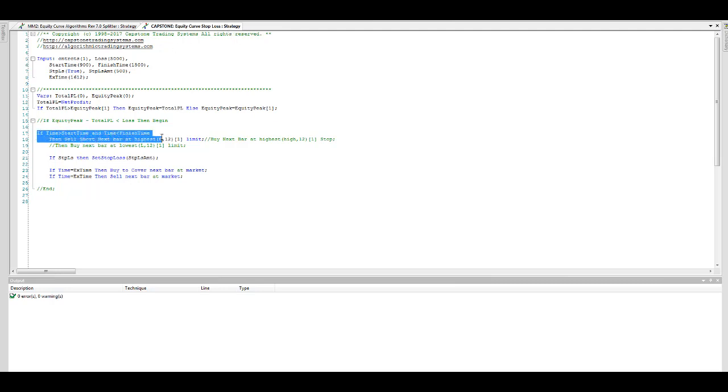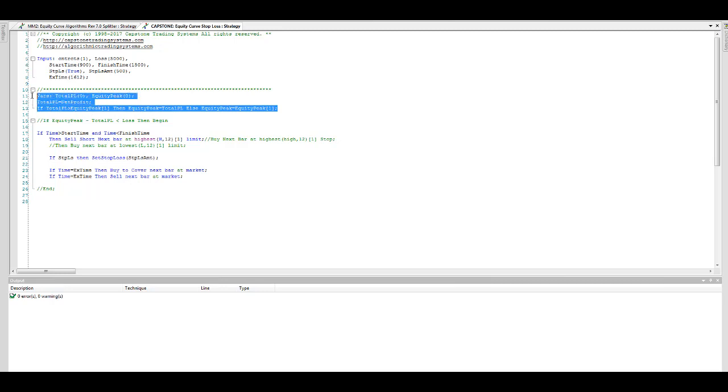The basic code right here is: if the time is greater than start time and less than the finish time, then we sell short the next bar at the highest high of the last 12 on a limit. So the past hour of 5-minute bars, we're shorting it. And we have a $500 stop loss. We exit at 15:30, 3:30 p.m. Eastern Standard Time. And we take trades between 9 and 3. And so it's very general.